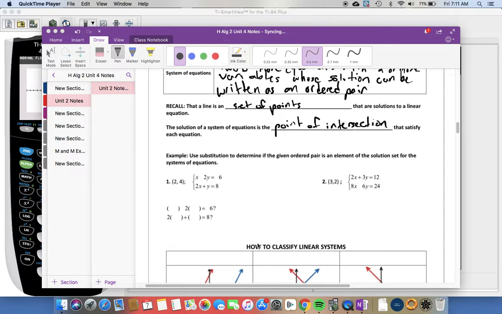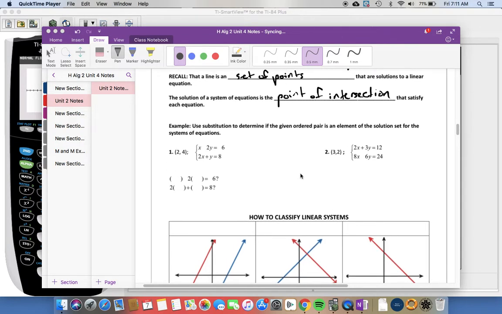So in these first couple examples, we're going to check to make sure that we actually have some solutions. And for whatever reason, I think the negatives didn't print out here. So let's go ahead and add those in just to be safe. There should be a negative x minus 2y here equals negative 6, and then 8x minus 6y. I think those were where all the negatives were missing.